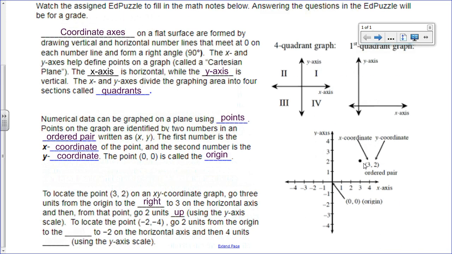To go to (-2, -4), we're going to go 2 units from the origin to the left to -2 on the horizontal axis, and then 4 units down using the y-axis. So if we were to start at the origin, we would move over 1, 2 to the left, and down 1, 2, 3, 4. So the ordered pair (-2, -4) would be right here.